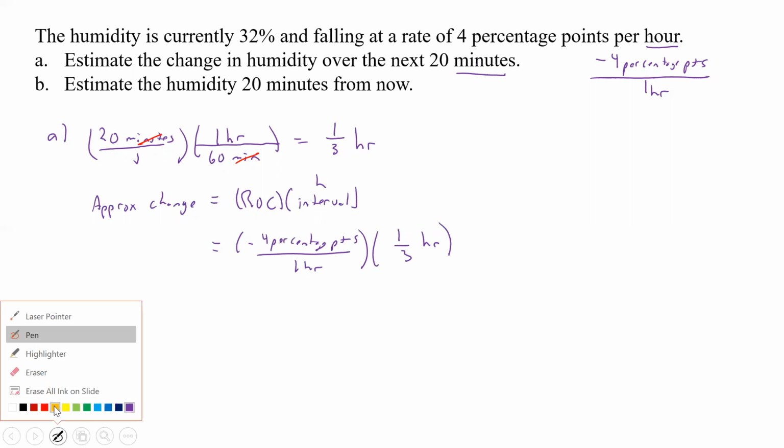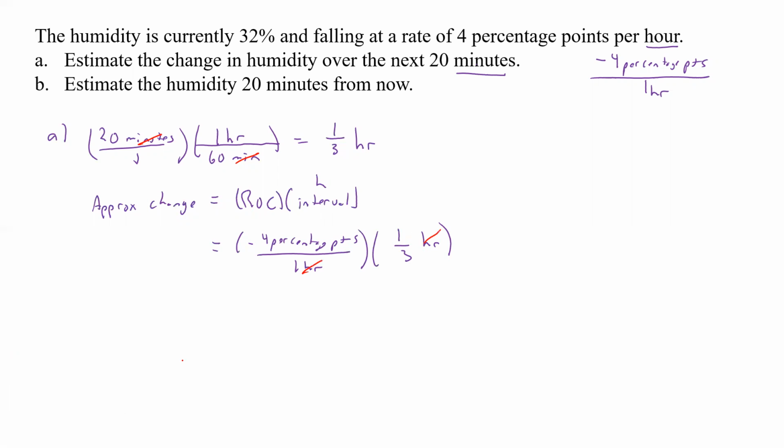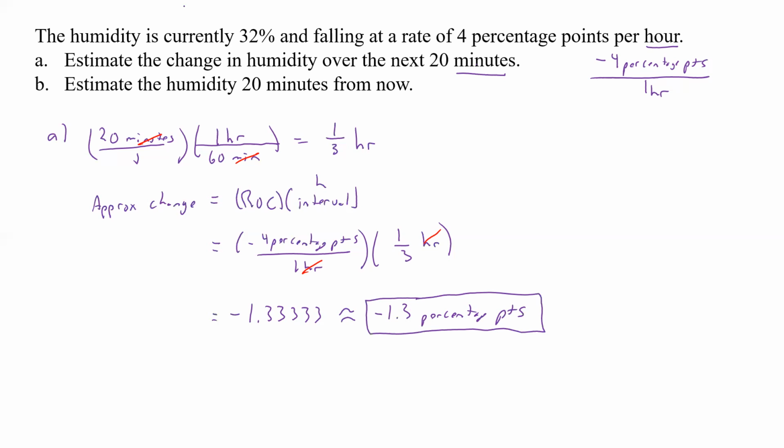And so what happens is our hour cancels our hour, and all we have to do is take negative 4 divided by 3, and so that's going to give us a negative 1.33333, and it's going to be repeating like that forever. So let's approximate that by a negative 1.3 percentage points. Okay, because we don't have per hour anymore, we just have percentage points. And so that is going to be the change in humidity over the next 20 minutes.